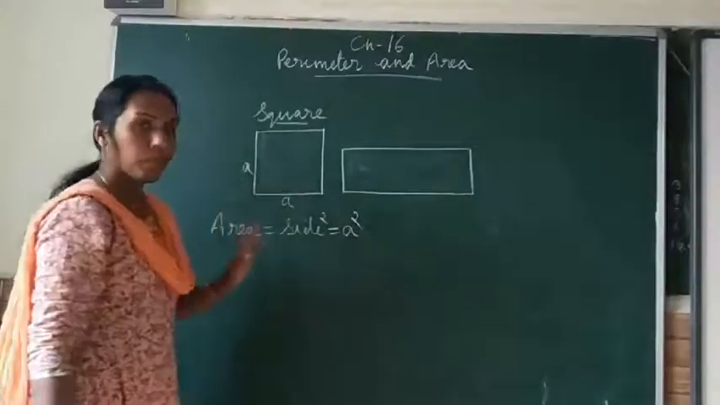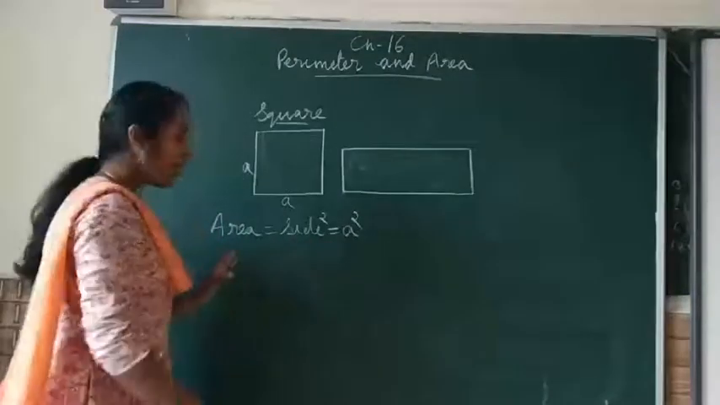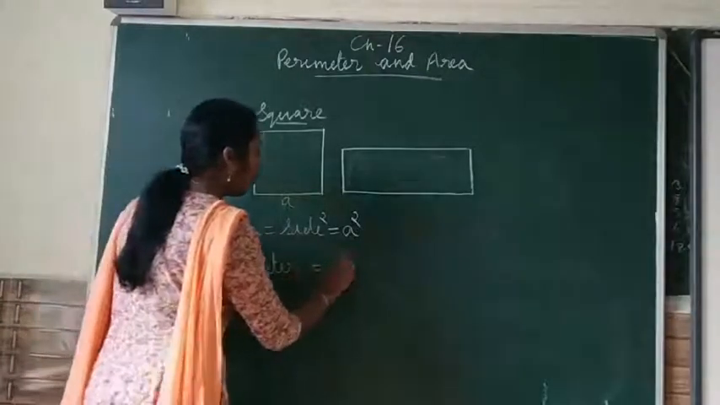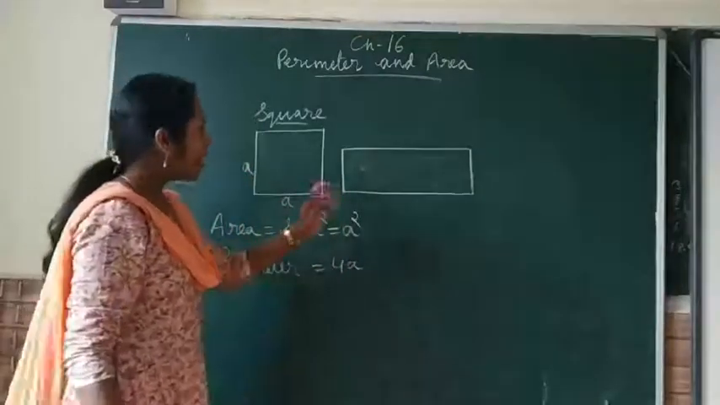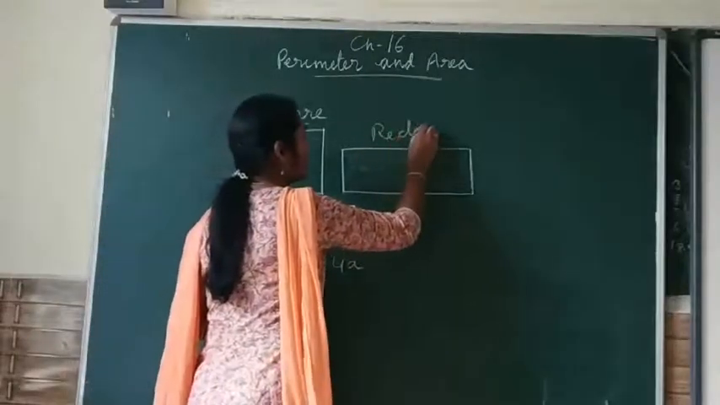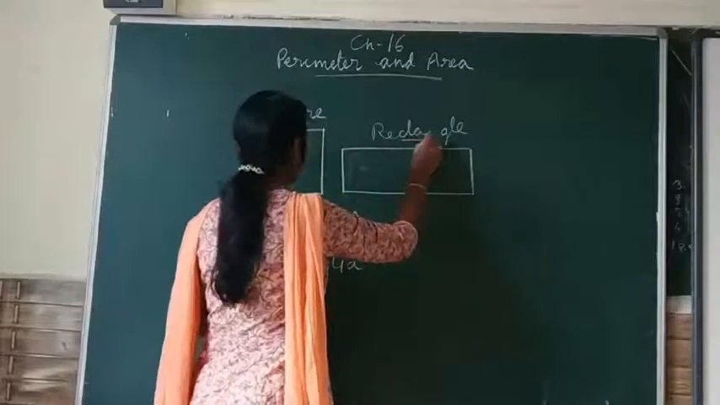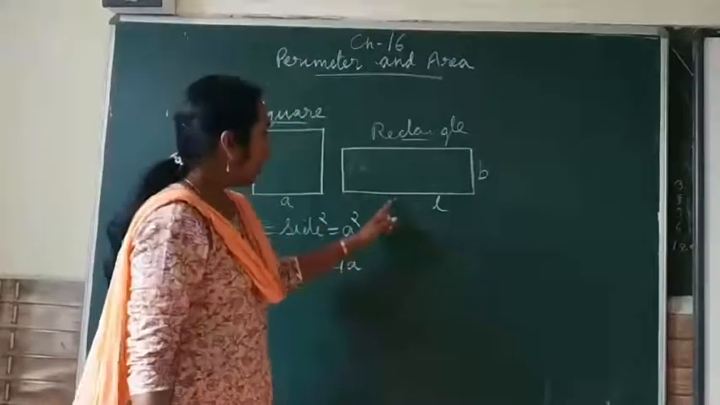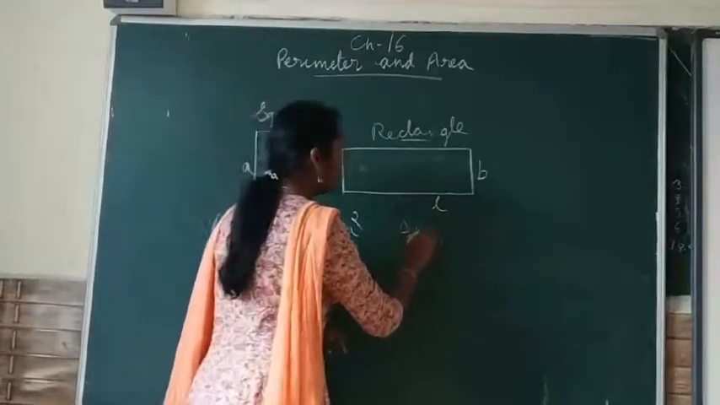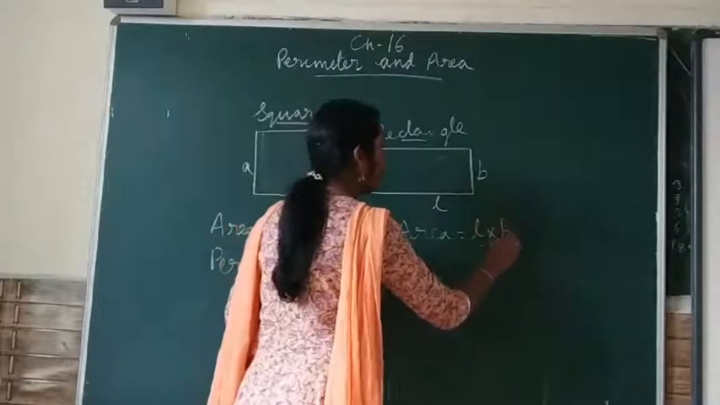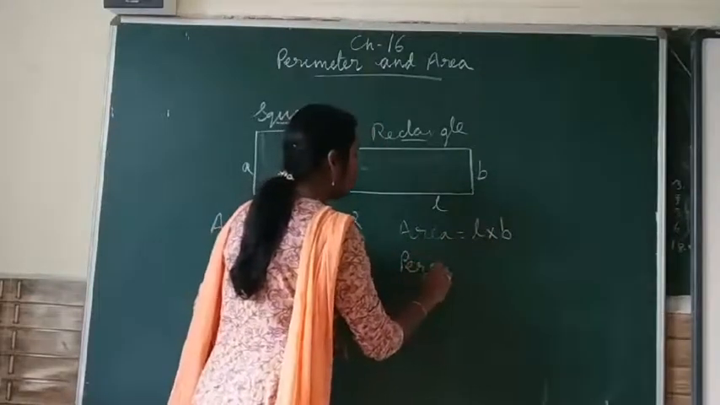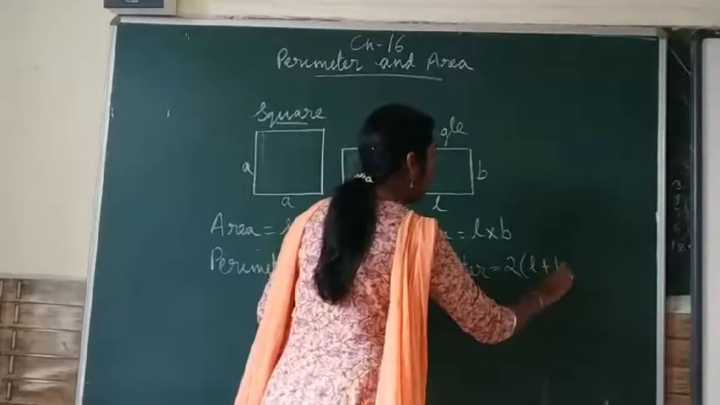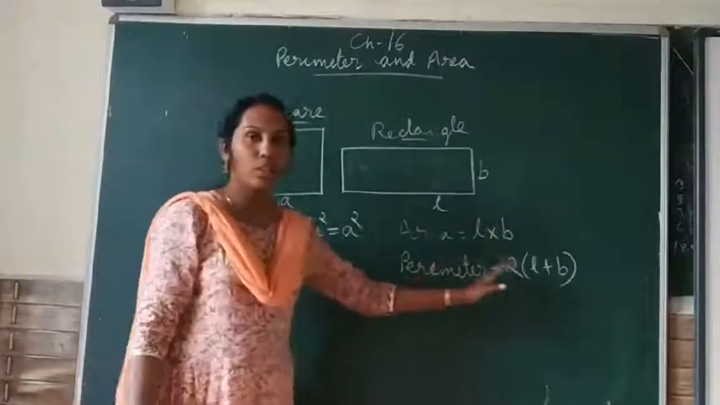For square, the side is a and area is equal to a square, and perimeter is equal to 4 into a, or 4a. In the case of rectangle, we have length and breadth as its dimensions. So we will have area is equal to length into breadth, and its perimeter is equal to 2 into length plus breadth. Area is equal to L into B, perimeter is equal to 2 into L plus B.